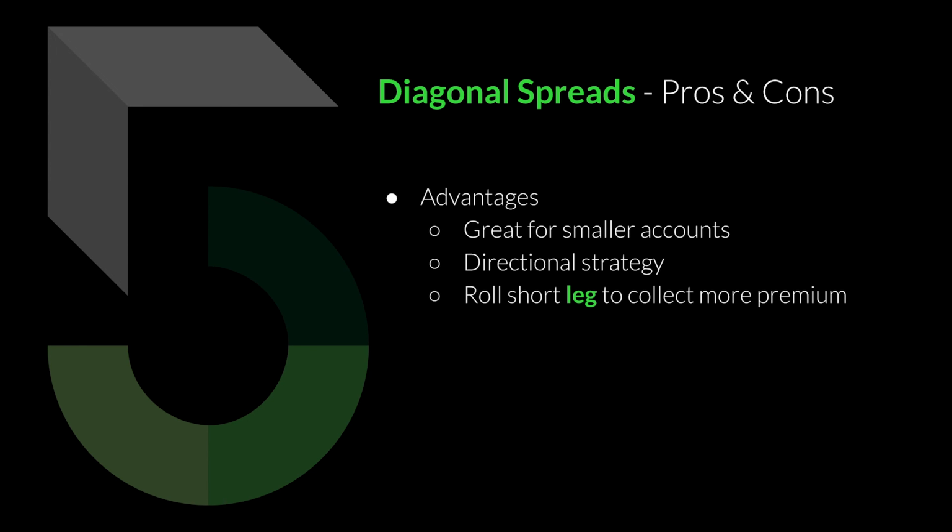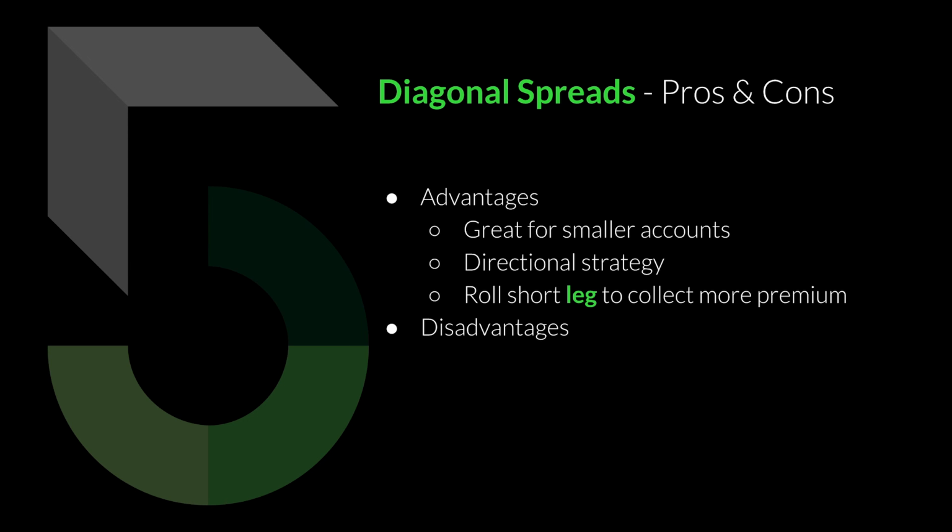The other advantage I see with diagonal spreads is that, as we just mentioned with the poor man's covered call or the poor man's covered put, you can roll that short leg over and over to different expirations, collecting premium every single time, as long as the conditions are favorable for you to collect the premium. But you use that long leg of your diagonal spread as a replacement for either 100 shares of stock or the cash collateral if you're mimicking a cash secured put. So that is a great advantage for a diagonal spread. And once again, because it doesn't cost as much money, it's better for smaller accounts.